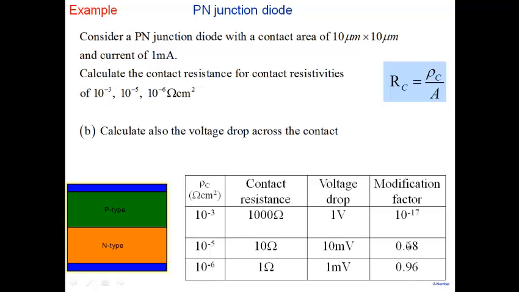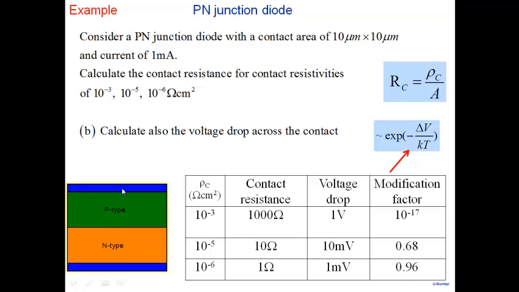Now, what is this modification factor? Remember, in a PN junction diode, current goes exponentially with voltage here. So you have applied, let's say 1 volt or 2 volts, a certain voltage to your PN junction diode. Some drop will occur across the contact, right? And you were expecting that the entire voltage will go to your PN junction diode and it will result in a certain current.